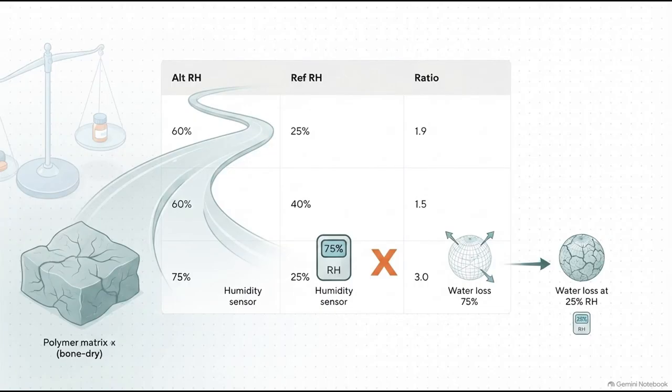But testing for water loss in bone-dry environments can actually be pretty tricky, so the guideline offers a very clever mathematical workaround. Manufacturers can test their product at a higher alternative humidity and then use standardized ratios to calculate what the water loss would be at the drier reference humidity. For example, if you measure water loss at 75% relative humidity, you simply multiply that rate by 3.0 to determine what the loss would be at a harsh 25% relative humidity. It's a really elegant mathematical shortcut that regulators fully approve.